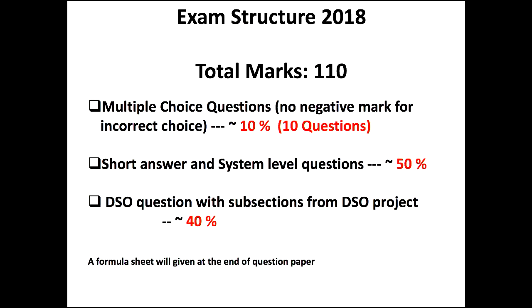So the 2018, this was the breakup. Again, I have shown 10% from 110 marks. So 10, or 55% out of 55, 10% is from multiple choice, and the short answer was around 50, and the DSO question was around 40. So this will vary between 40 and 45, depending on this will reduce or increase.